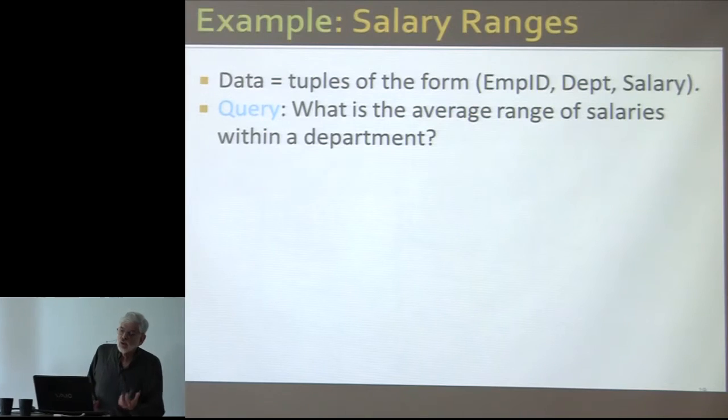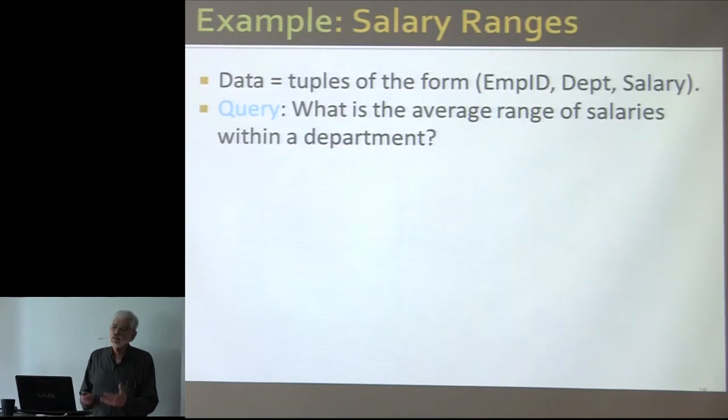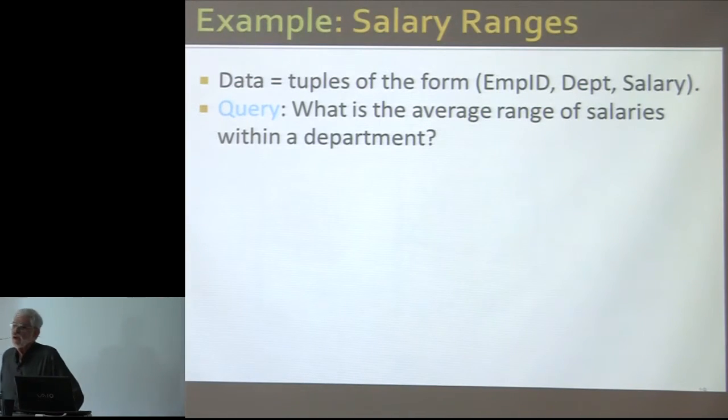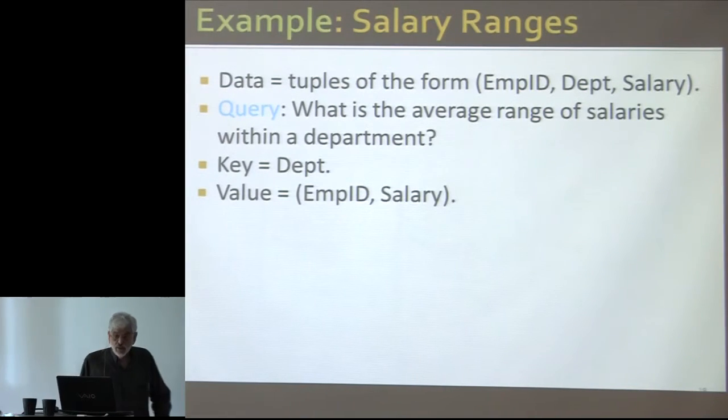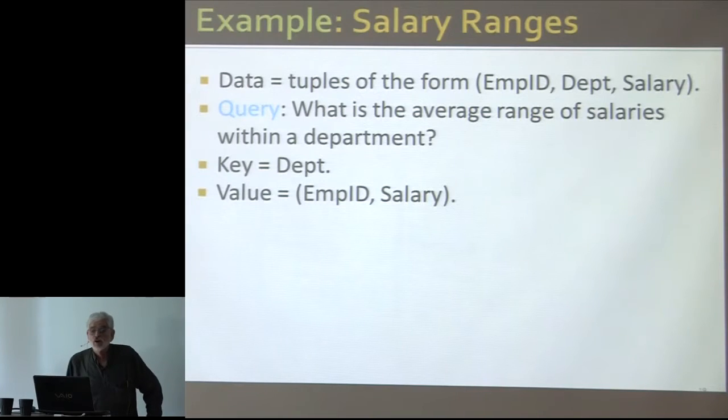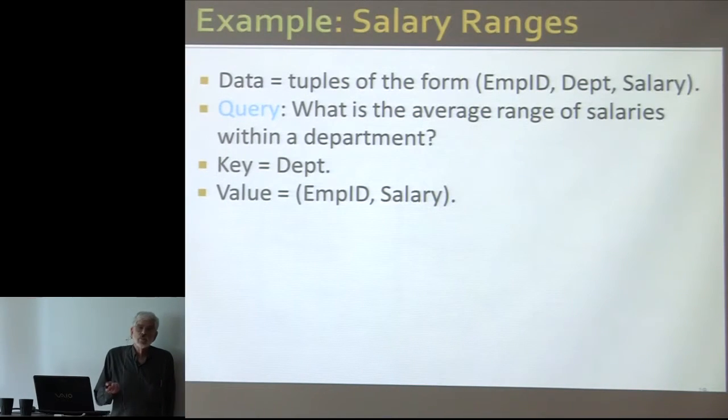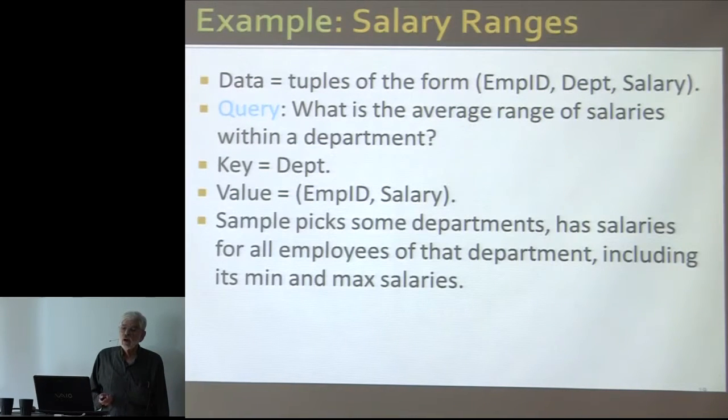But again, I want to take a sample. Maybe there are 1 million departments. I don't know what kind of a crazy organization this is. But I don't want to look at all 1 million departments. I just want to take a sample of the departments. But I want to do it fairly. So I'm going to let the key be the department, and the value is the other fields, the employee and the salary.